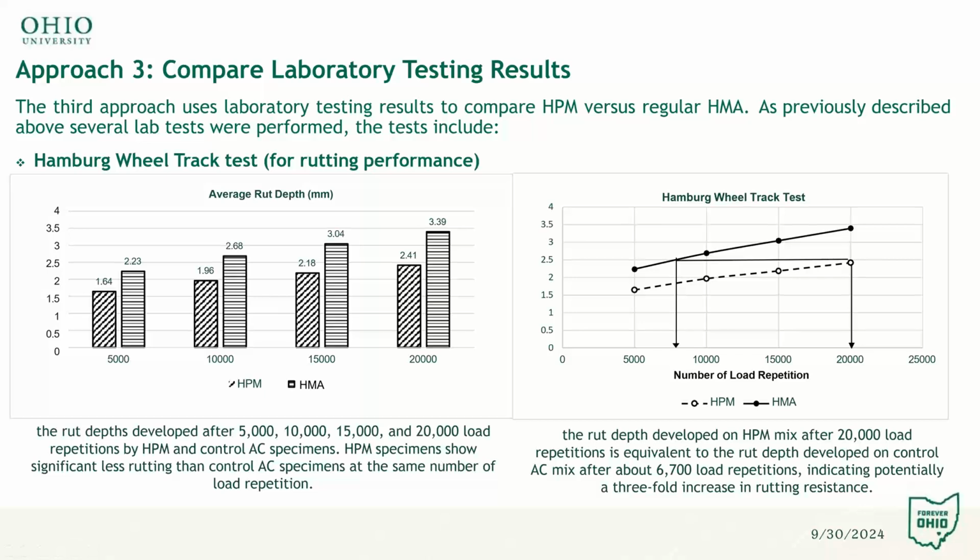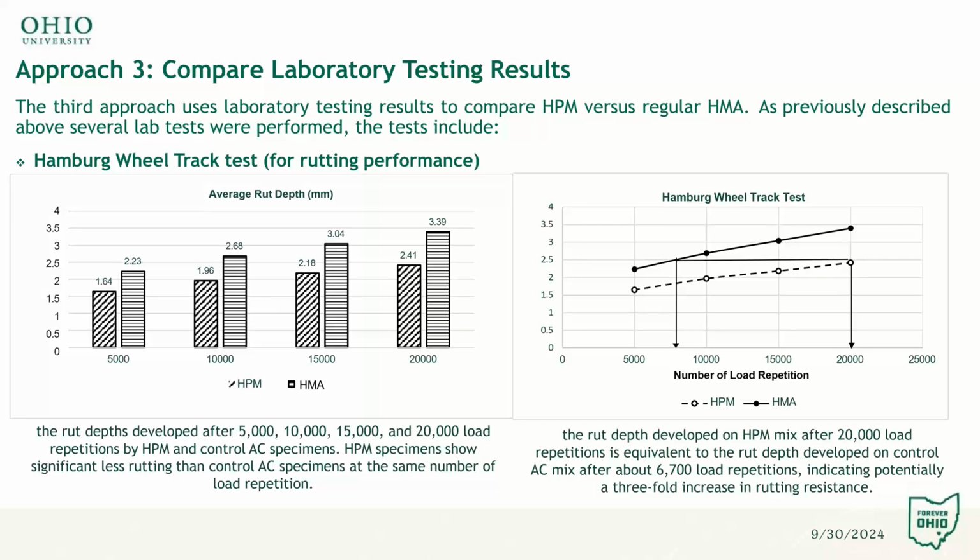The third approach was to compare the laboratory testing results. We already saw from the Hamburg wheel track test for rutting performance, on the left side, that the rut developed after 5,000, 10,000, 15,000, and 20,000 repetitions is lower for the high polymer mix than for the conventional hot mix asphalt mix.